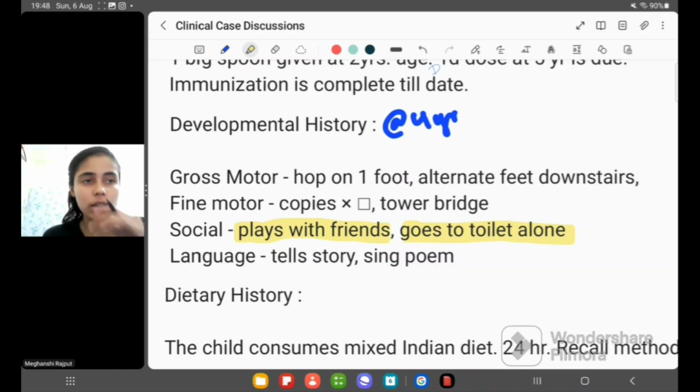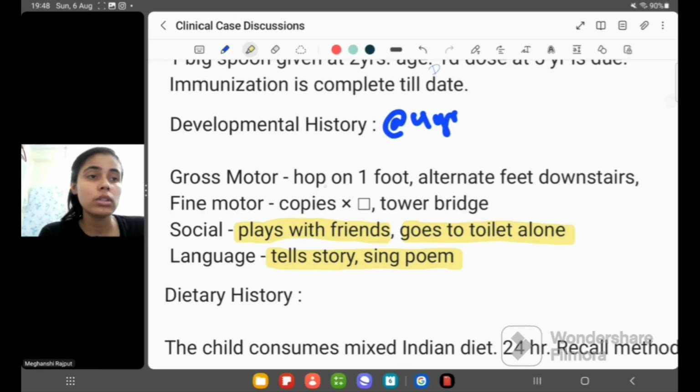So for social, you ask whether the child plays with friends and goes to the toilet alone. For language, you ask if the child is able to sing a song or tell a poem, because you make the child learn a poem, and then whether the child is able to narrate it or tell you a story. Then you check for these languages. You don't ask at what age the child started cooing or monosyllables, bisyllables, because here it is not important since it is a 4 year old child.